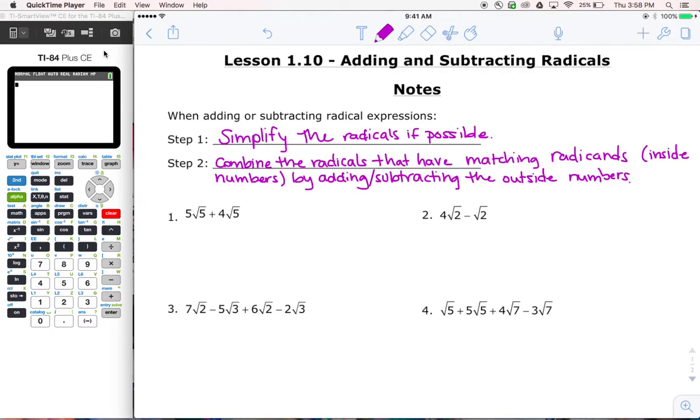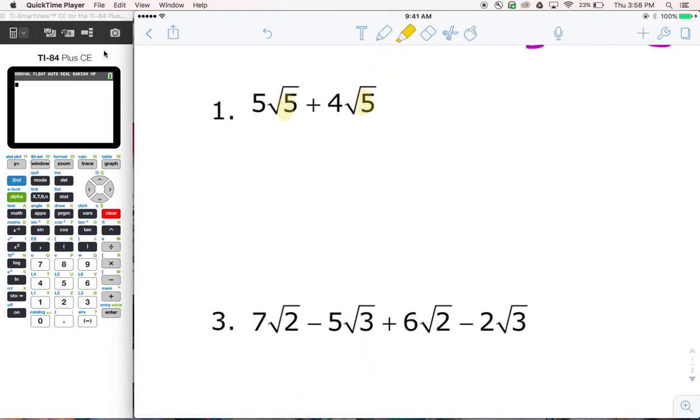The first example, we have 5 square root of 5 and 4 square root of 5. Well, in the definition, we talked about how you can only add radicals when they have matching radicands. In other words, see how I have a 5 and a 5 in there? That means I am allowed to add these two. And the way that we're going to do this is we're just going to add up the outsides. So the answer to this would be 5 plus 4 is 9 square root of 5. Okay? And that's my answer.